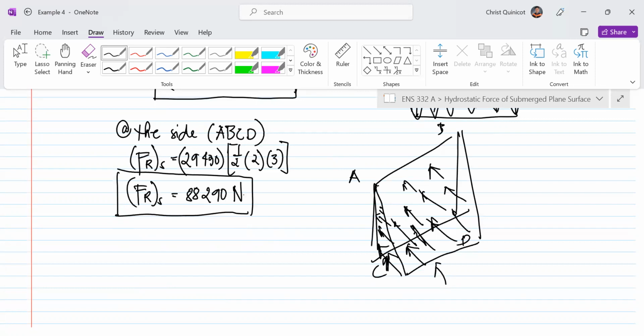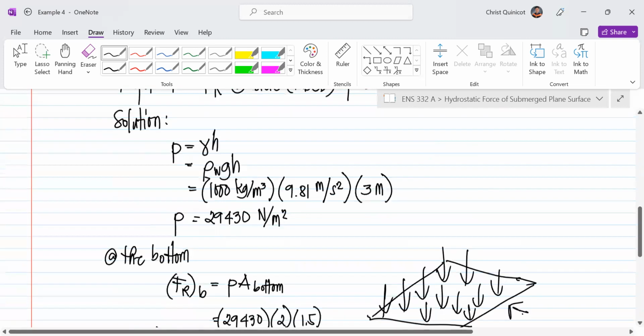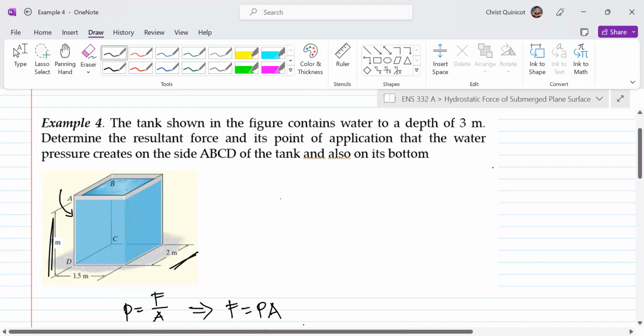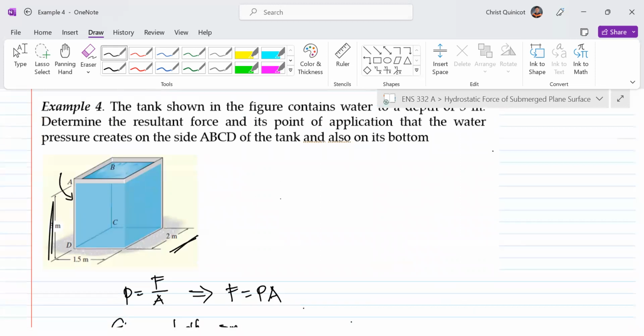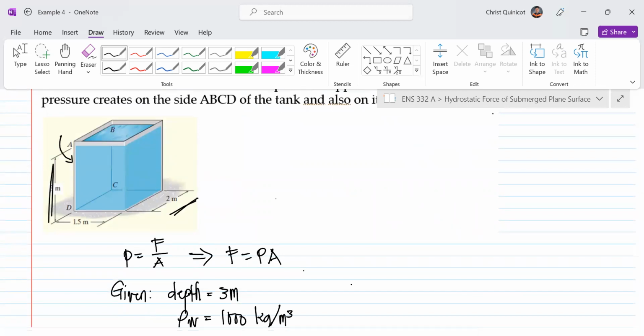Okay, so for its location at the bottom, since the plate is rectangular and the pressure is evenly distributed at the bottom, the point where our resultant force acts is at the centroid of our structure, which is 1/2 of 1.5 and 1/2 of 2, which is 1.